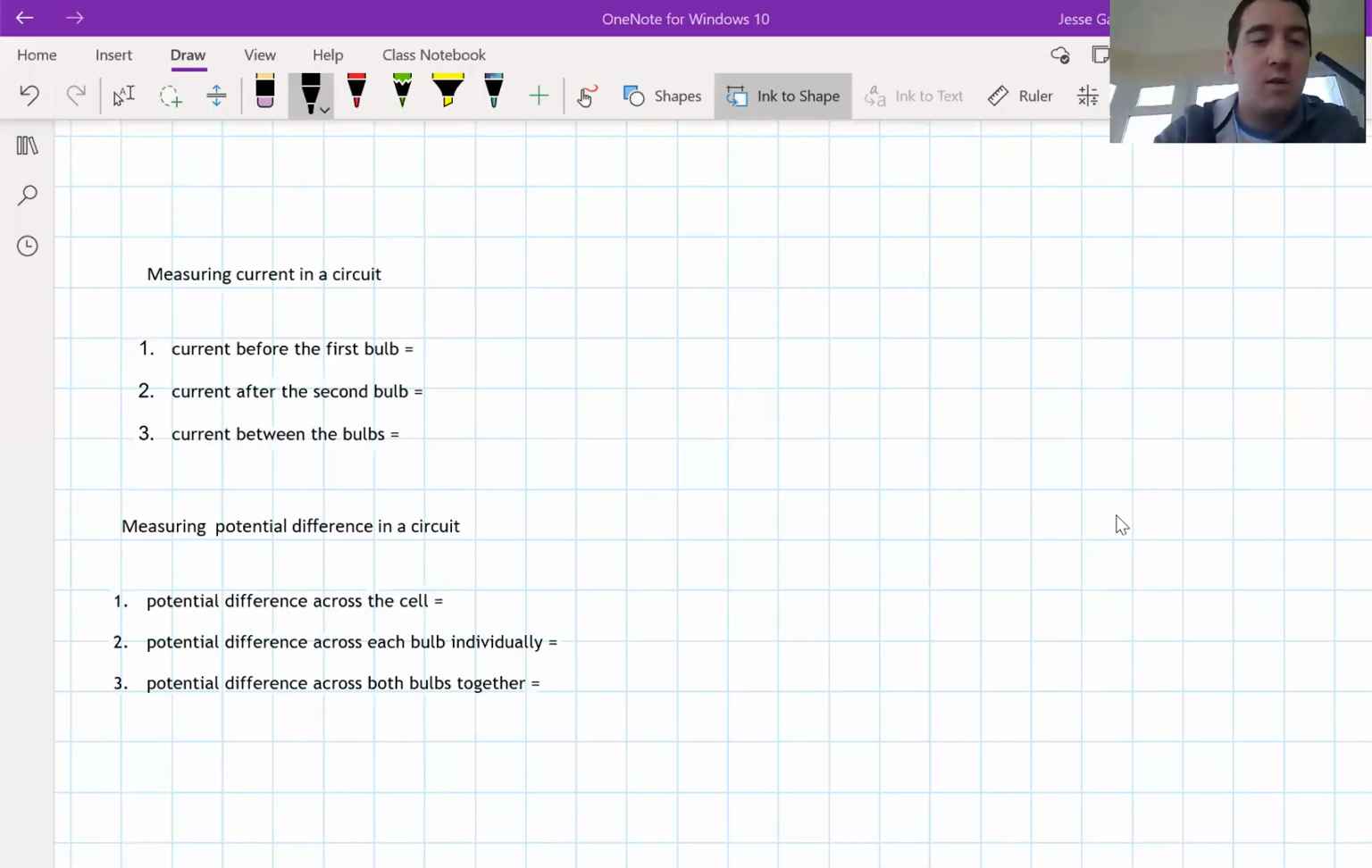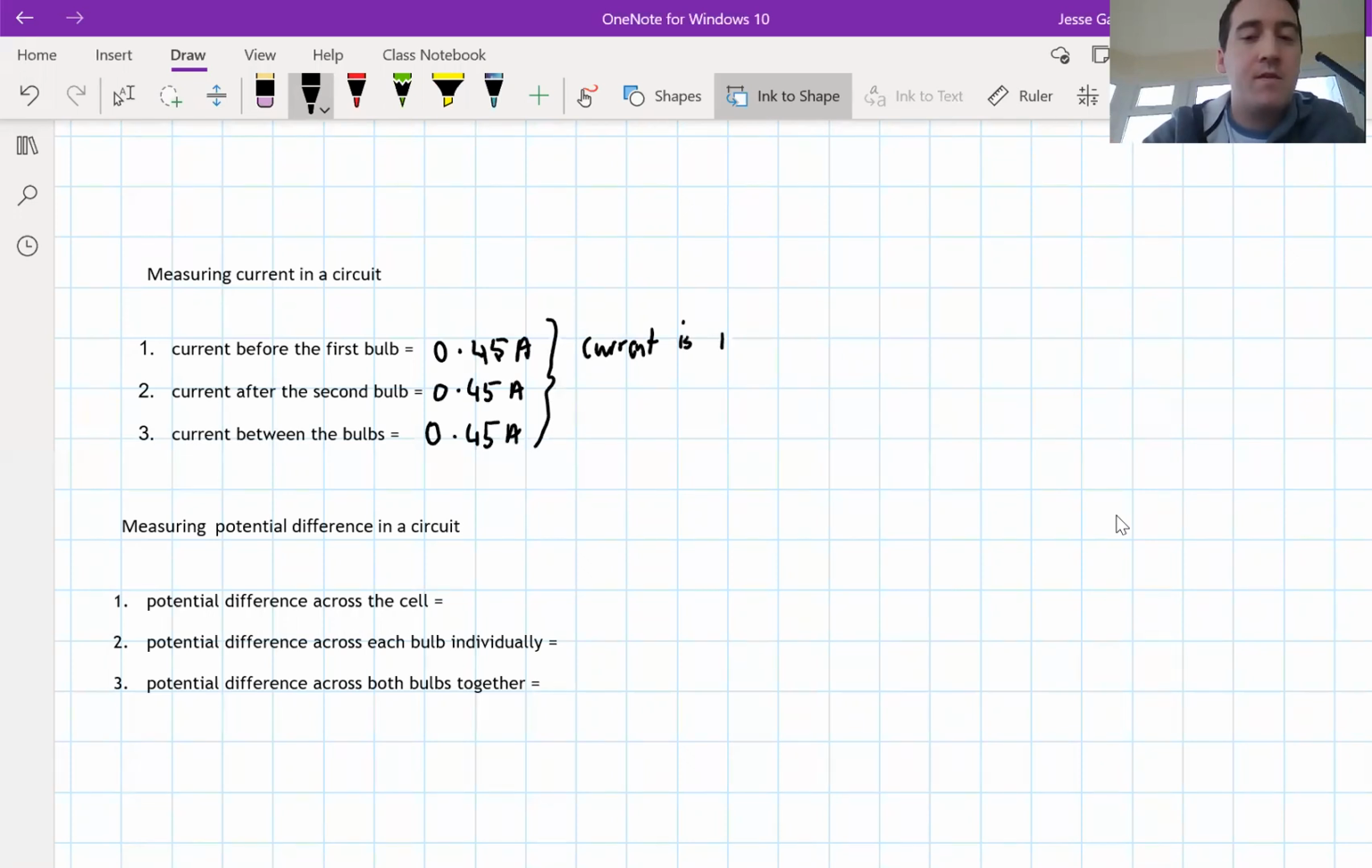Okay, all right, so this is what we should have had here. These were my readings. I had 0.45 amps like that. So I'll make sure to put in the A to show the unit amps. The current after the second bulb, well, it was the same. It was 0.45 amps. And the current between the two bulbs, well, it was the same. It was 0.45 amps. So what can I say about this? The current is the same everywhere in the socket.